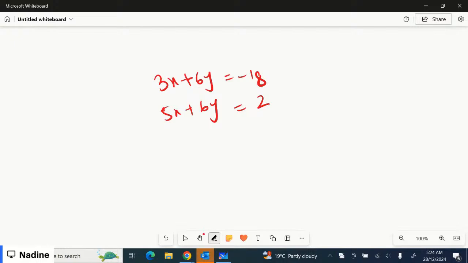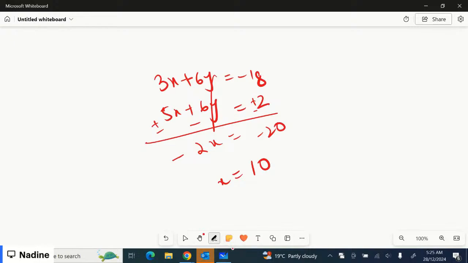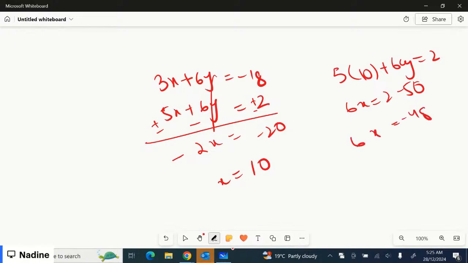So let's just subtract both the equations, right? That is negative 2x equals negative 20, x equals 10. So you now have the x value, put it in any of the equations and calculate the value of y. 5 times 10 plus 6y equals 2, so 6y equals 2 minus 50. That is negative 48. So the values are x equals 10 and y equals negative 8.